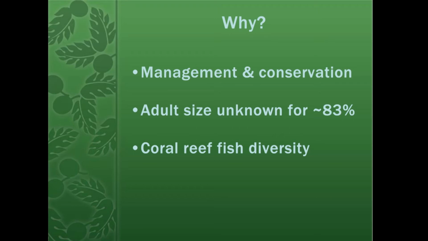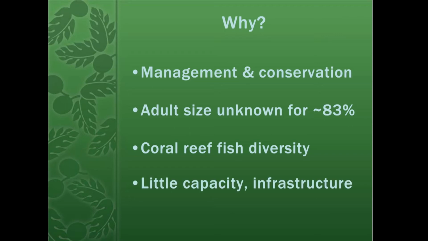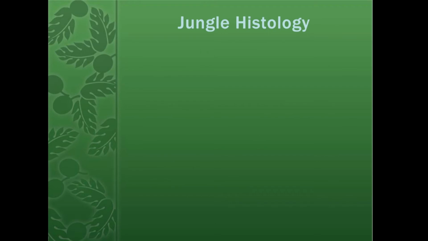One part of the problem is the sheer diversity of coral reef fishes. About 25% of all known fish species live on coral reefs. And many people think that it would simply take too long and cost too much to study all of them. Another part of the problem is that many of the world's coral reefs are located in developing countries. And some people think these nations don't have the capacity to do the research or the infrastructure to support that research.